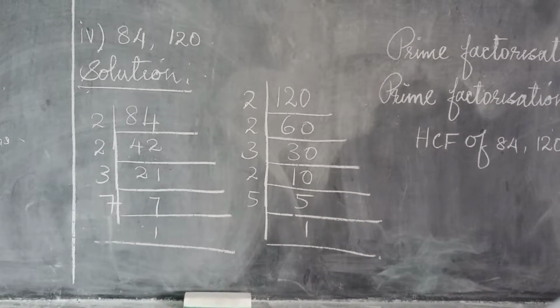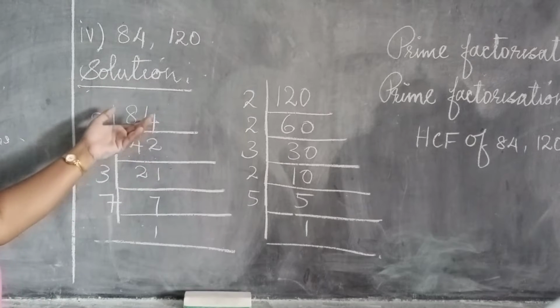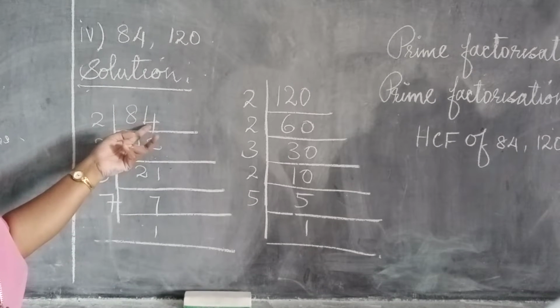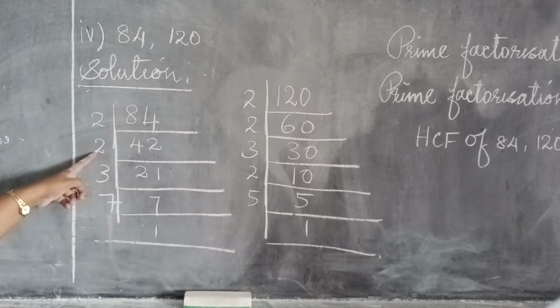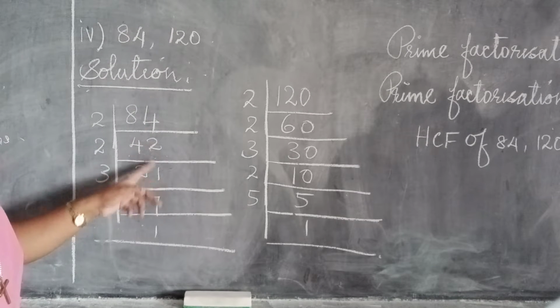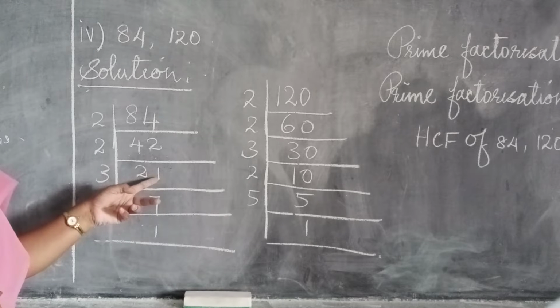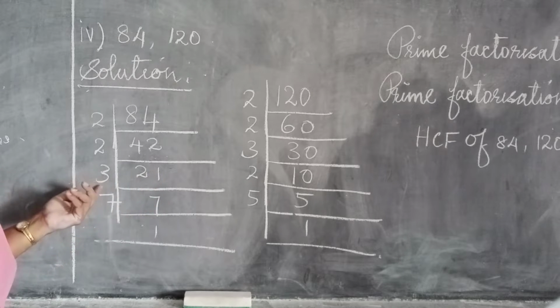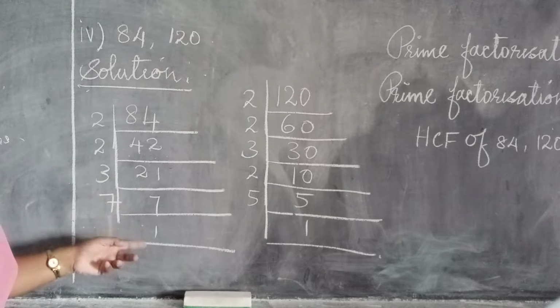Fourth sum, what they have given is 84 and 120. So for the solution we are writing 84. The ones place is an even number, so 2. 4 2s are 8, 2 2s are 4. Again 2 2s are 4, 2 1s are 2. Now again 21 is there, 2 plus 1 is 3, so it can be divisible by 3, the third table. 3 7s are 21. Again 7 1s are 7.